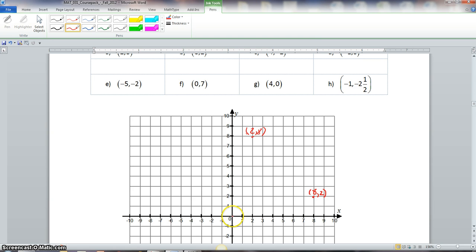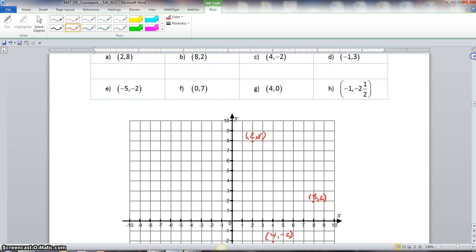So we start at the origin. X is positive, so we go 1, 2, 3, 4. But this time y is negative, so that means we go down from this x value. We go down to, which is 1, 2. So this would be 4. This would be the ordered pair 4, -2. Okay, now we go to the next ordered pair.